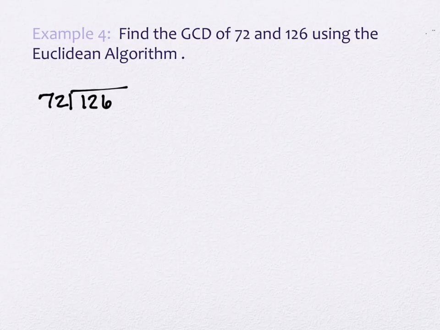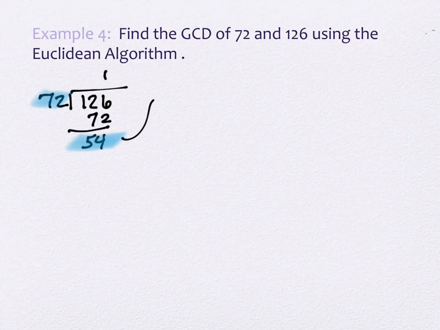It's just one time. And then 1 times 72, and we find the difference. So what's 126 minus 72? 54. Okay, so that's step one. All good with step one? Pretty straightforward. What we do next is we take the two values right here, the one we already divided by, and the one that is the remainder at the bottom. And we put the remainder now on the outside of the division, and we put the divisor underneath.